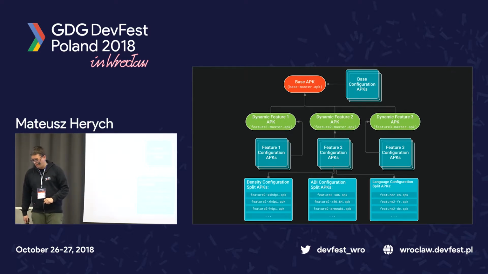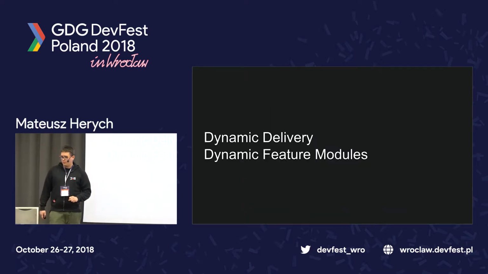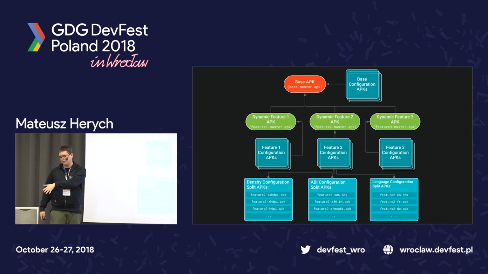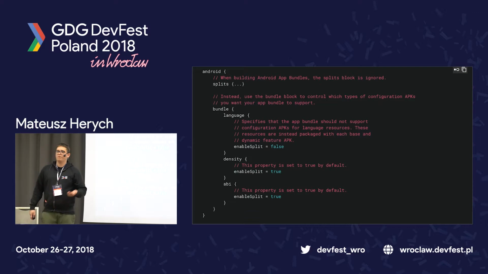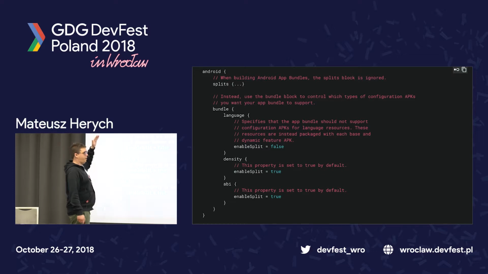So this structure here. And as I said, App Bundles come with those two key components: dynamic delivery and dynamic feature modules. Both are visible on this graph. For dynamic delivery, you will read all this in the documentation, so I will just quickly tell how to do this. In your build Gradle, you have this bundle block here, and you say, I don't want to split by language, I want all the languages to be included in my base APK whenever somebody downloads my app. It's pretty useful in case you allow users to change the language of the app at runtime.